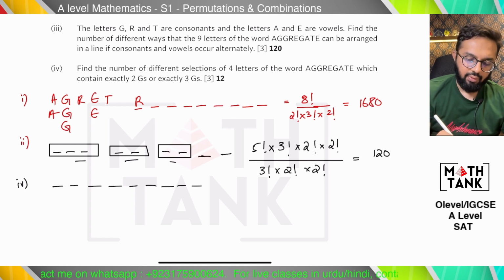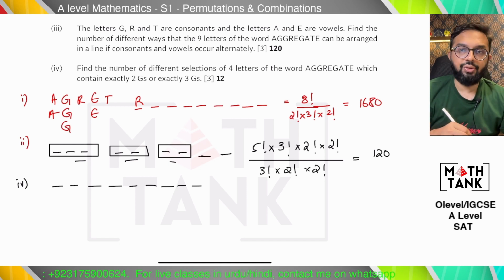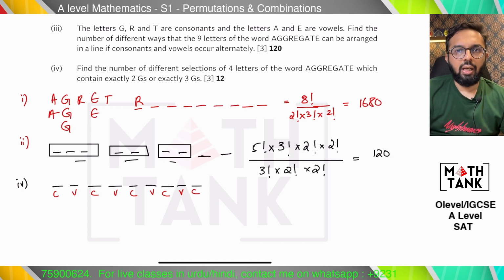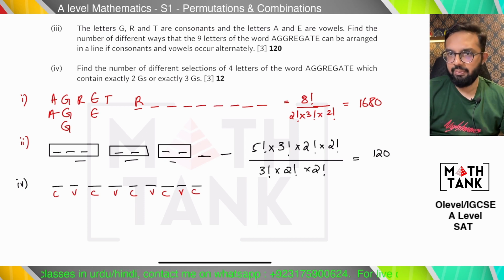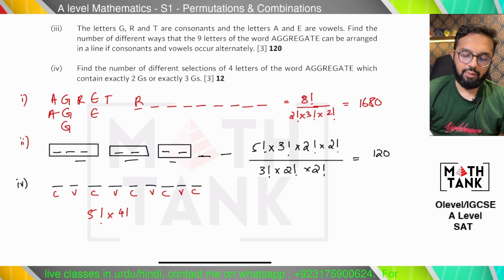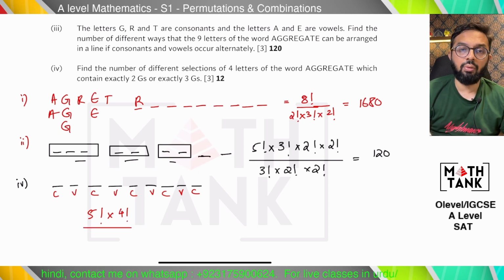Now I have 4 vowels and 5 consonants, which means I have more consonants. I should start with a consonant, a vowel, a consonant, a vowel, a consonant, a vowel, a consonant, a vowel, and a consonant. Okay, I've written them below because I don't want to fix them in the numerator. Yes, they're all different. So let's first arrange the consonants which can shuffle around between themselves. How many consonants are there? There are 5 consonants, so 5 factorial ways of doing it. Then there are 4 vowels, so 4 factorial ways of shuffling the vowels around.